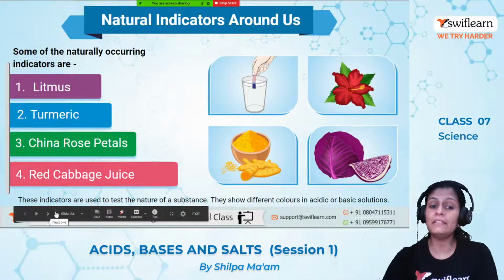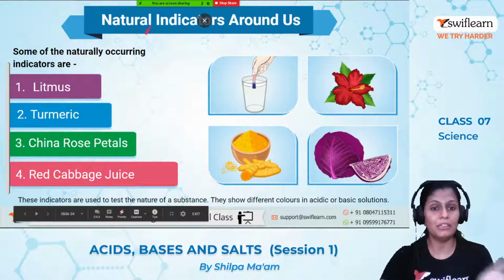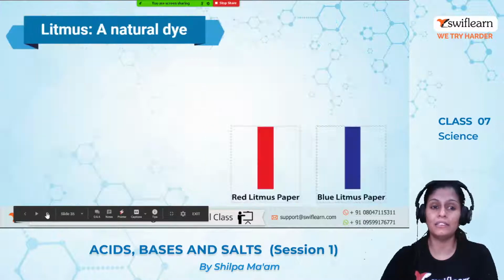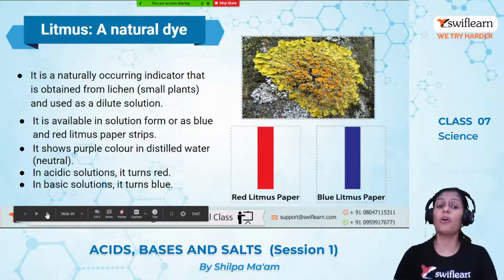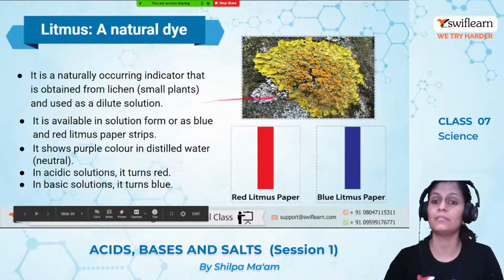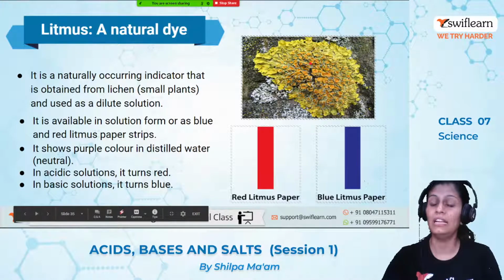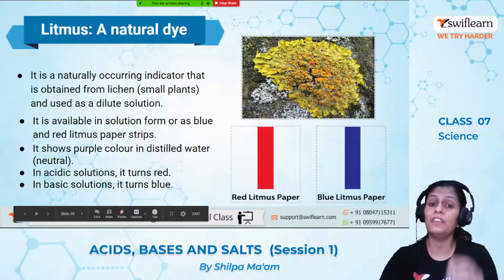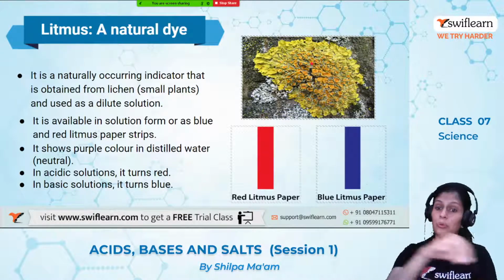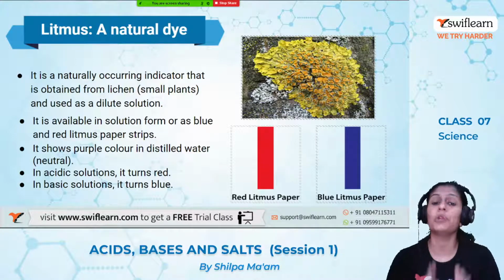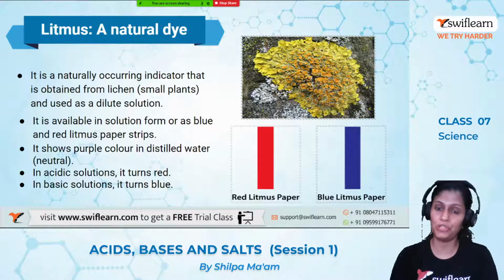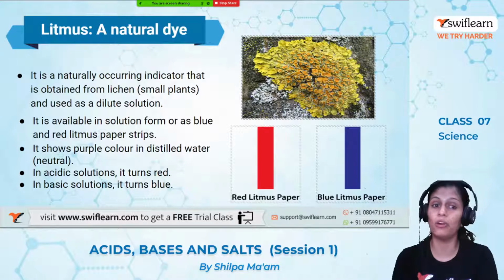Now, these indicators are used to test the nature of a substance. They show different colors in acidic or basic medium. Acidic में अलग color दिखाएंगे, basic में अलग color दिखाएंगे. Litmus is a natural dye which is obtained from lichen. These are small plants, yellow in color. और इसको हमें क्या करना पड़ता है? We have to mix them in water to make a solution out of it. Then what you get is a litmus solution to check whether a given substance is acidic or basic.